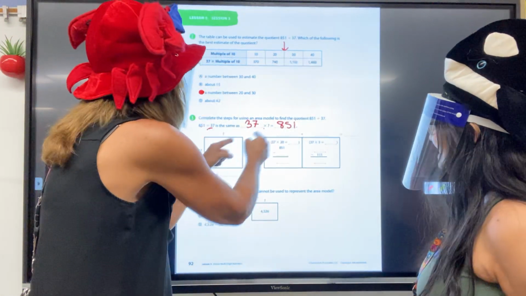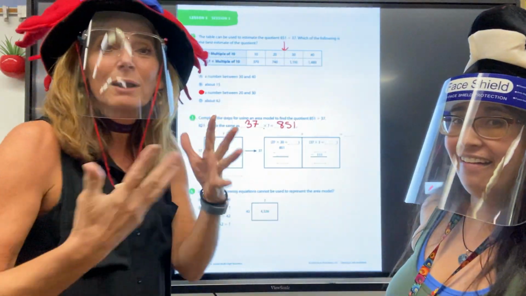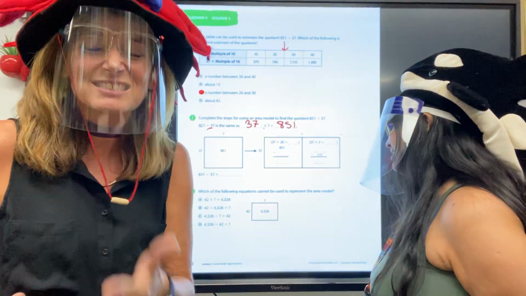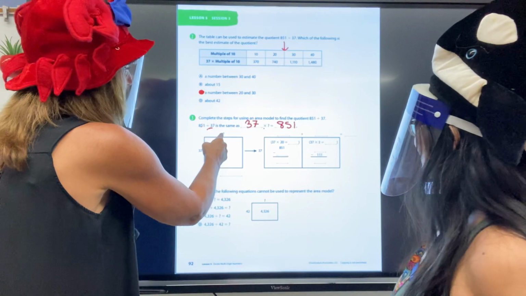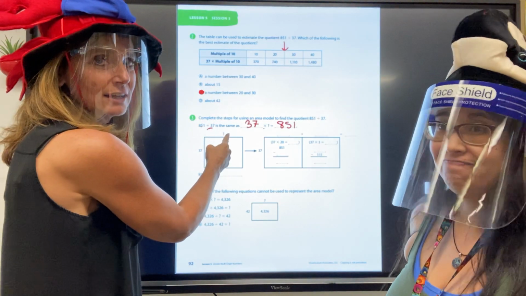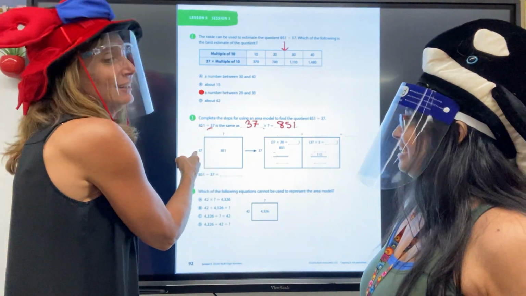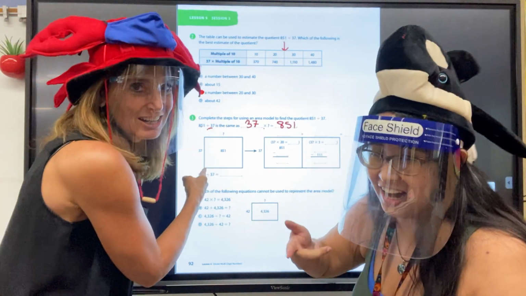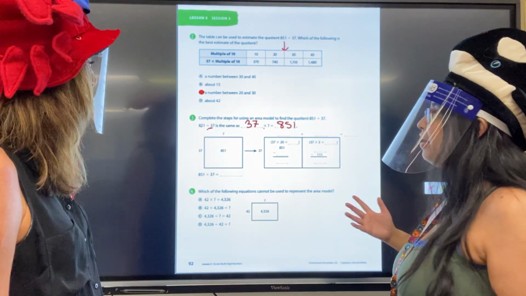Also, look, the product of that fact family. That's why we can reverse that. It's so cool. Okay, our question mark up here because we don't know what that is yet. And then what's over here? It's our divisor.